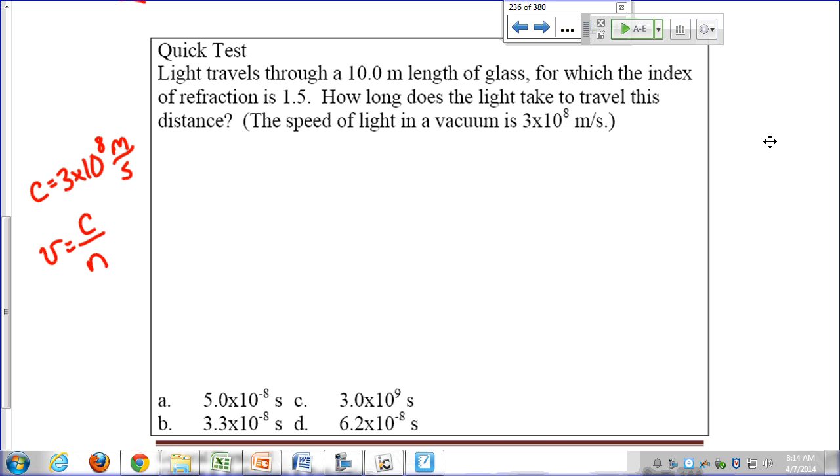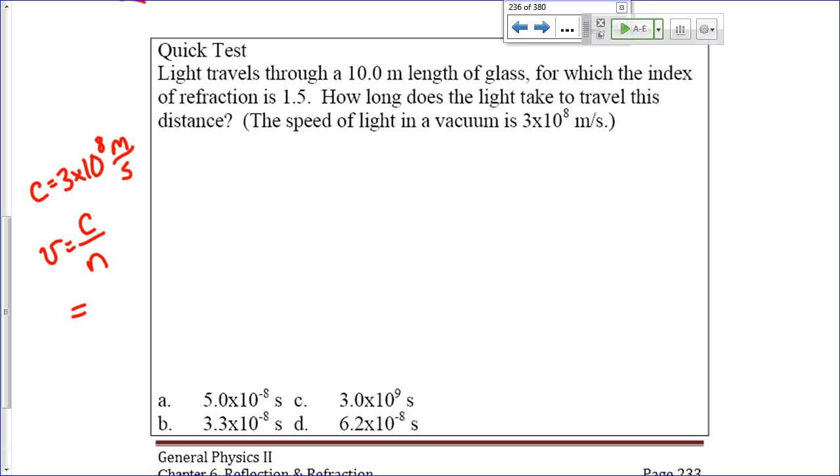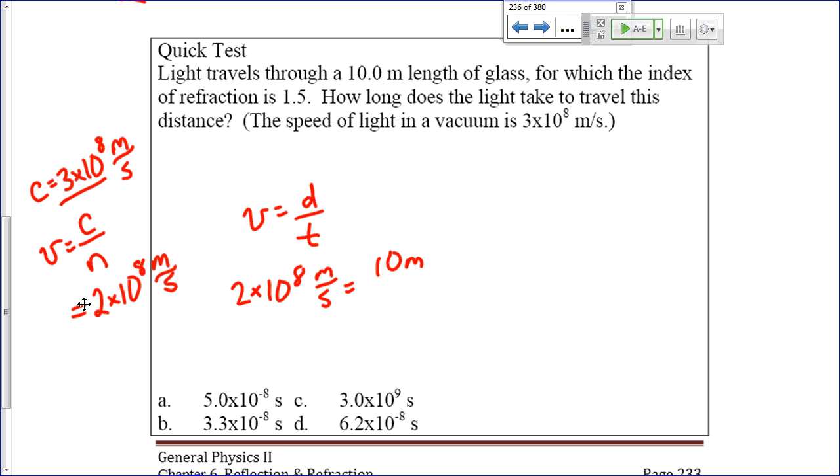Alright, so first you want to find your velocity, which is going to be this divided by 1.5, so that's 2 times 10 to the 8 meters per second. And then it's just simple kinematics, right? V equals d over t, so 2 times 10 to the 8 equals 10 meters over t. Solving that for t, you get 10 over 2e8, which is 5 times 10 to the minus 8.